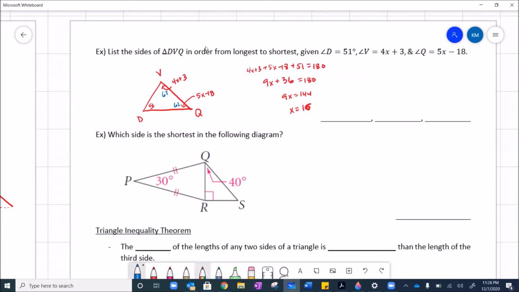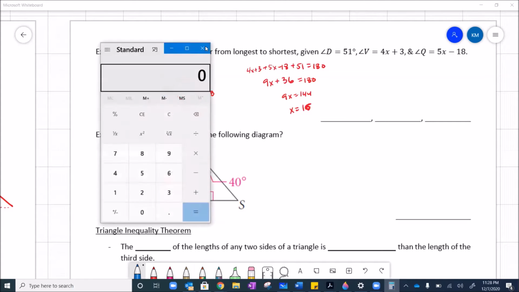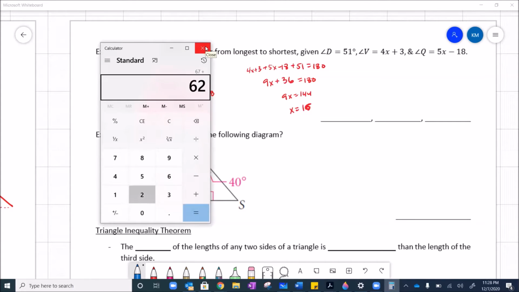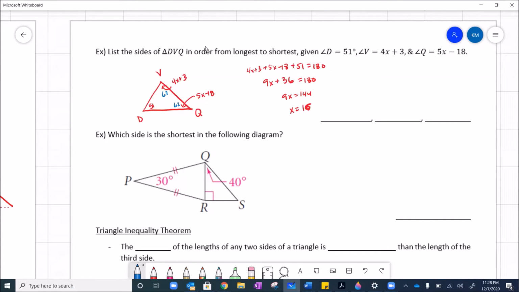Okay, let's make sure all that adds up to 180 so I can be sure I'm right. 67 plus 62 plus 51. All right, great. So it adds up to 180, we can be pretty secure in our answer there.